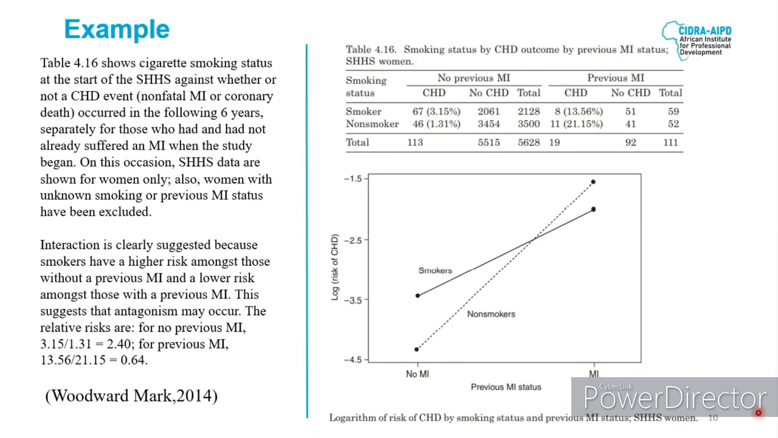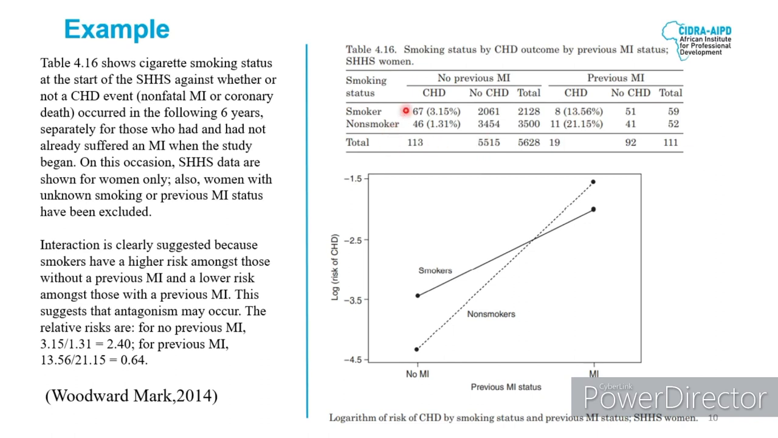So let us follow this example. This table right here shows cigarette smoking status at the start of the SHHS against whether or not a CHD event, non-fatal MI, or coronary death occurred in the following 6 years, separately for those who had and had not already suffered from myocardial infarction when the study began. On this occasion, SHHS data are shown for women only. Also, women with unknown smoking or previous MI status have been excluded.